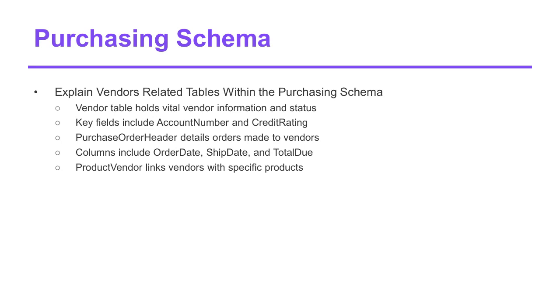When orders are placed, the purchase order header table comes into play, capturing details like the order date, expected ship date, and the total amount due. This allows us to monitor the flow of purchase orders effectively.